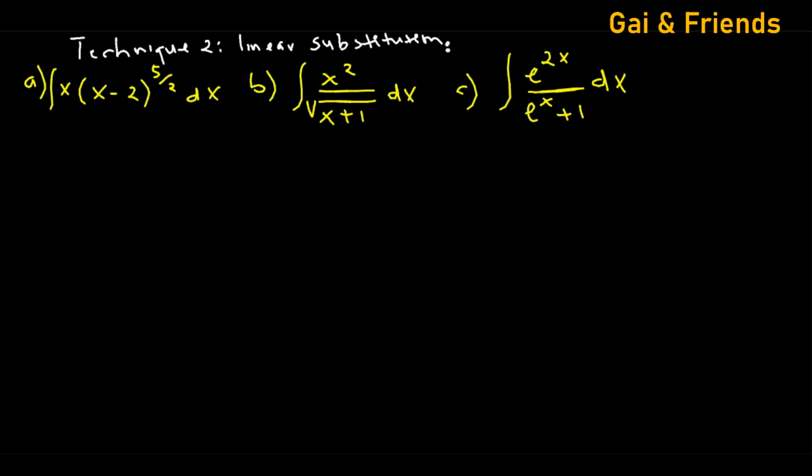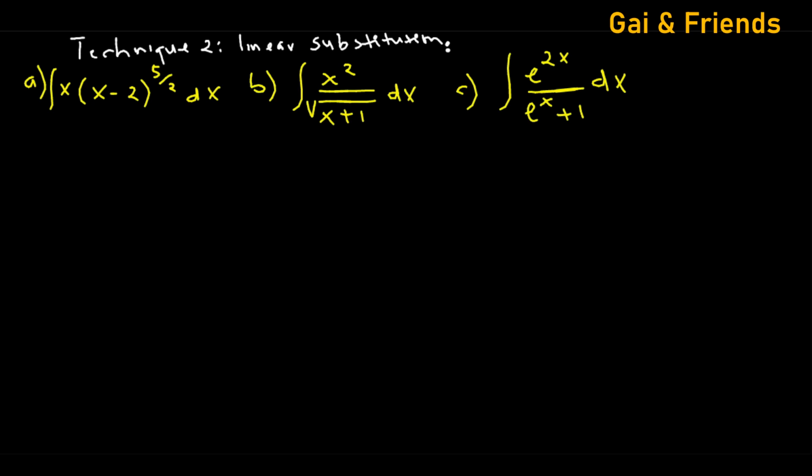In this video, we are going to look at the second technique of anti-differentiation, which is linear substitution. In the previous video, we looked at the first technique that you can use to anti-differentiate complex functions, and that technique is substitution, where the derivative is present in the integrand.